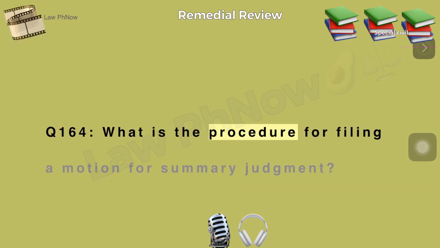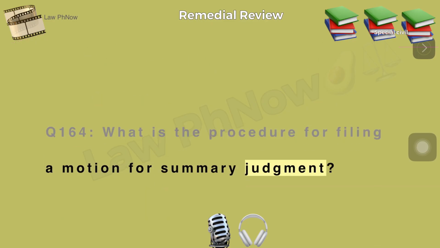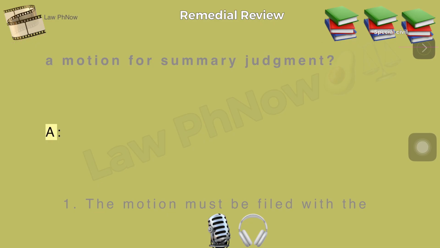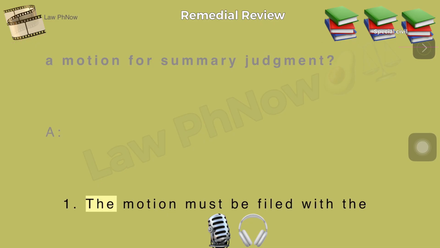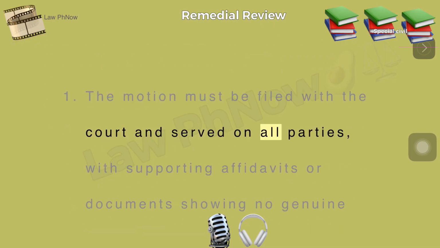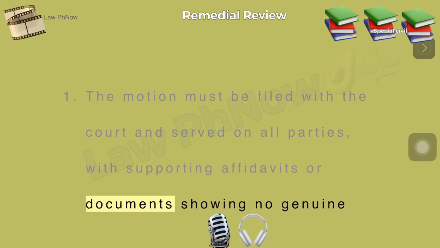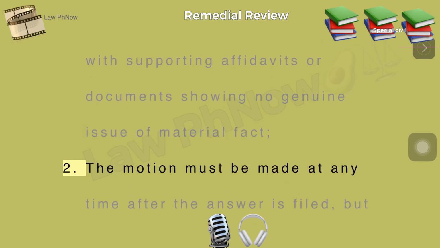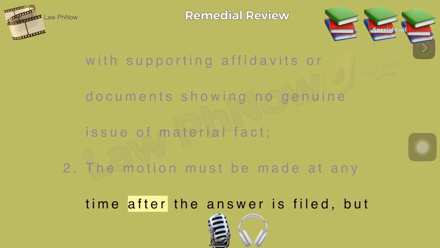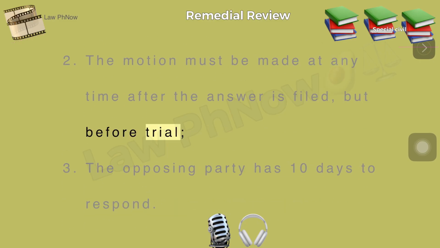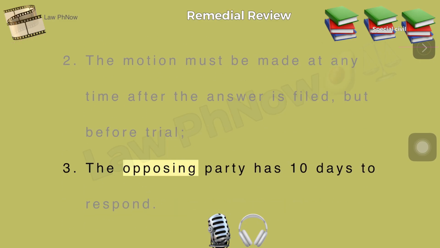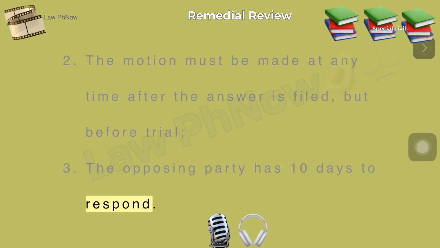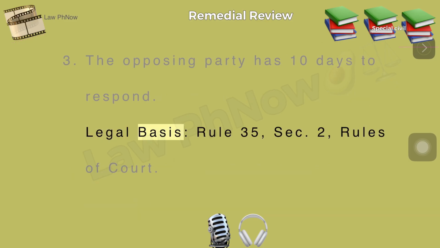Q164. What is the procedure for filing a motion for summary judgment? A. 1. The motion must be filed with the court and served on all parties, with supporting affidavits or documents showing no genuine issue of material fact. 2. The motion must be made at any time after the answer is filed, but before trial. 3. The opposing party has 10 days to respond. Legal basis, Rule 35, Section 2, Rules of Court.